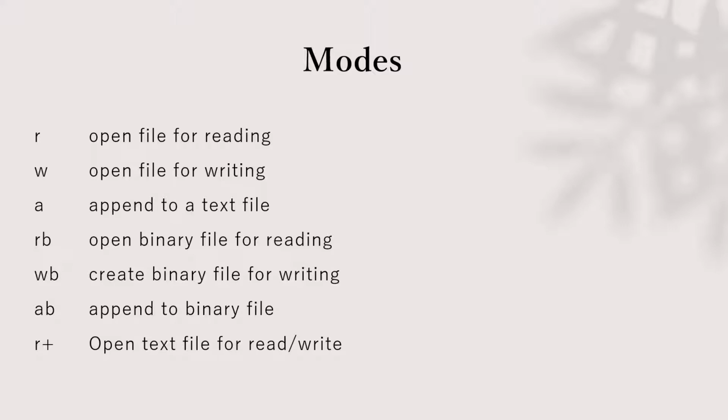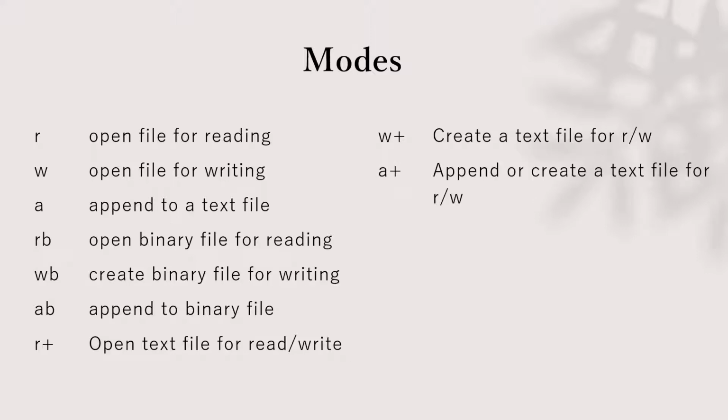R plus opens a text file for read write, but W plus creates a text file, again erasing any existing file. A plus appends or creates a text file. What's the difference between A plus and A, you may ask? Well, with A plus, the file position indicator is placed at the beginning of file, so we can read this file as well as append to it, unlike with the A mode.